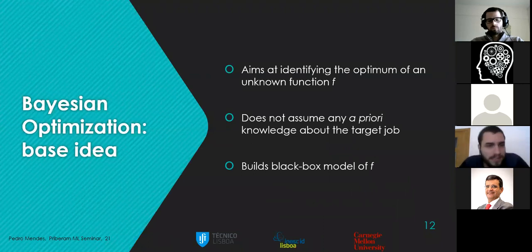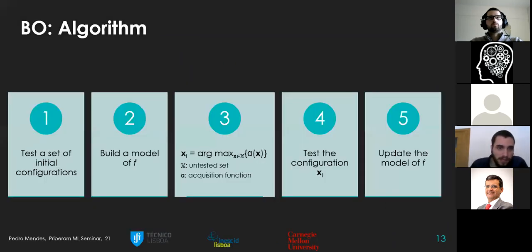So, what is the goal of Bayesian optimization? Bayesian optimization aims at identifying the optimum of a black box function that is normally very expensive to evaluate. It does not assume any a priori knowledge about that objective function, and it tries to build a black box model of the objective function. The algorithm performs as follows. First, it tests a set of initial configurations chosen at random. And then we can use this knowledge to build the model of the objective function.